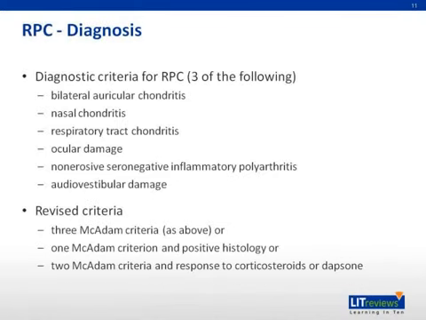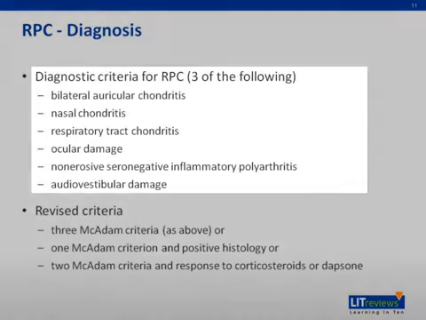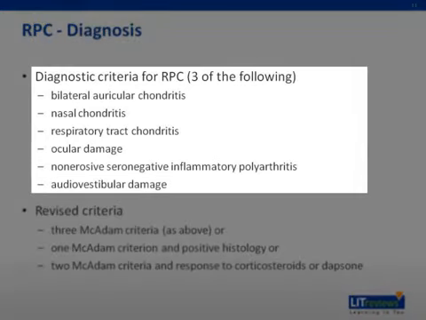Relapsing polychondritis is a clinical diagnosis aided by biopsy of involved tissue. The diagnostic criteria used most widely is the McAdam criteria, which requires 3 out of the 6 features listed here to be present. These features include 1. Bilateral chondritis of the ear auricle. 2. Nasal chondritis. 3. Respiratory chondritis. 4. Ocular damage including episcleritis, scleritis, or uveitis.